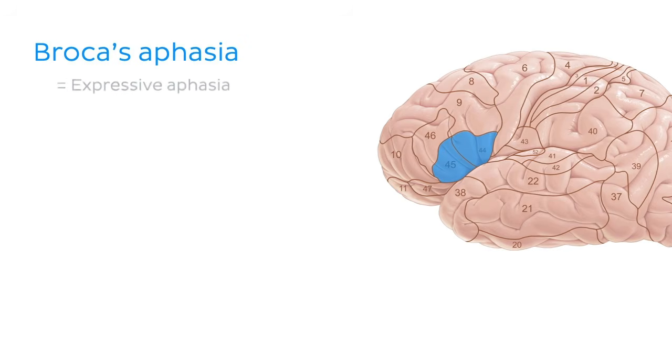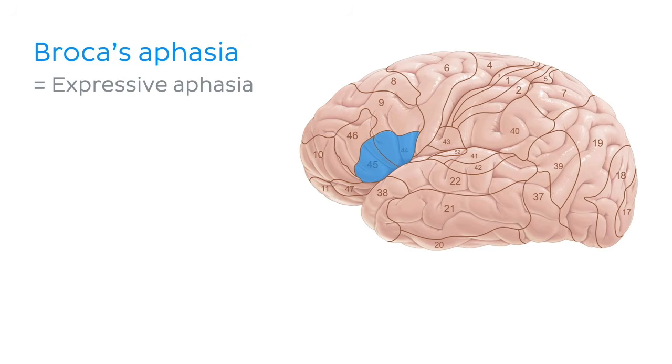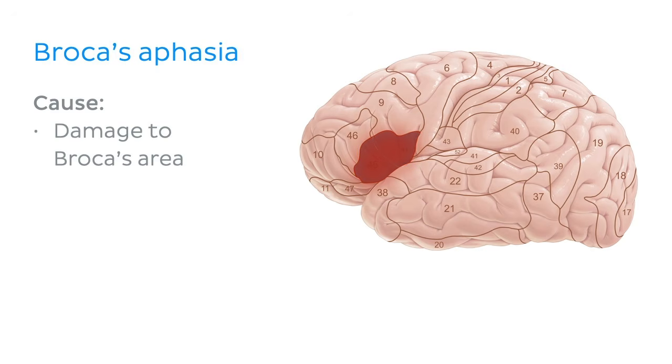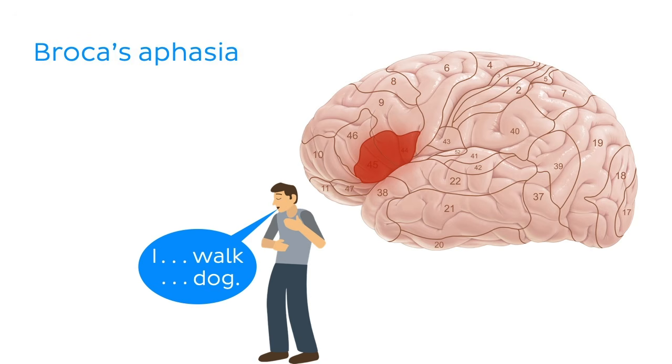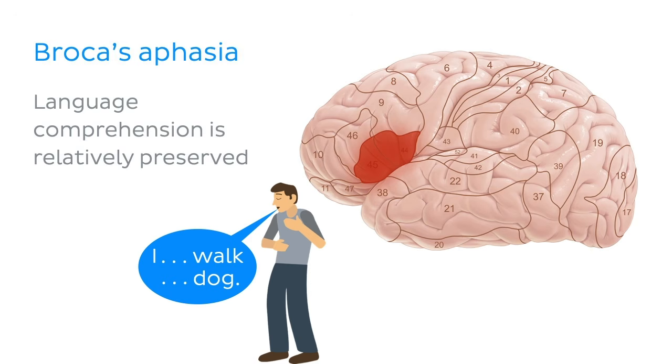Broca's aphasia is also known as expressive aphasia, and as the name suggests, individuals with this condition struggle with expressing themselves. It is caused by damage to Broca's area, which is made up of Brodmann areas 44 and 45. People with Broca's aphasia know what they want to say, but they struggle to find the words, which can result in slow and halting speech. However, their language comprehension is relatively preserved.